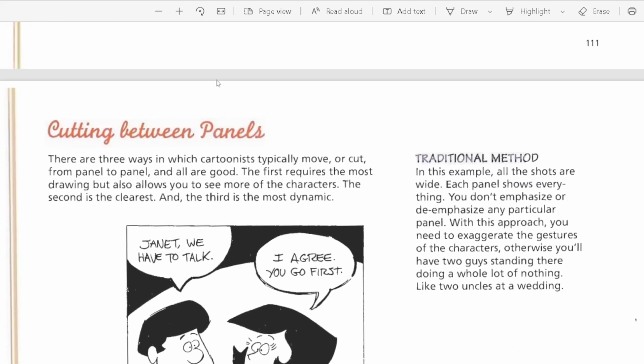Okay, here is the next topic, cutting between panels. There are three ways in which cartoonists typically move in or out from panel to panel, and all are good. The first requires the most drawing but also allows you to see more of the characters. The second is clearest, and the third is most dynamic.